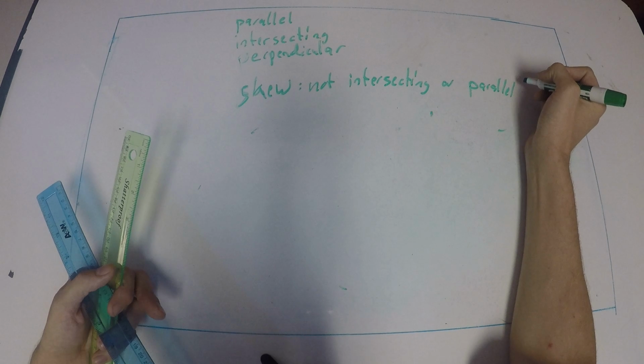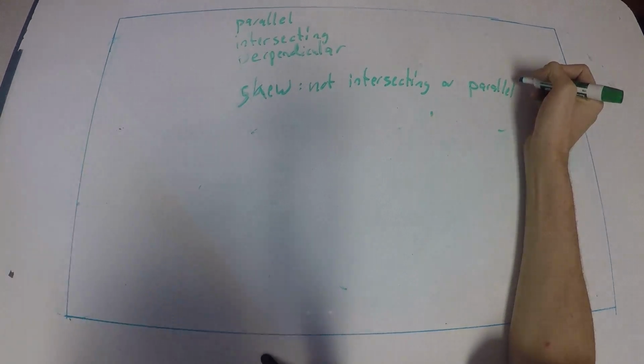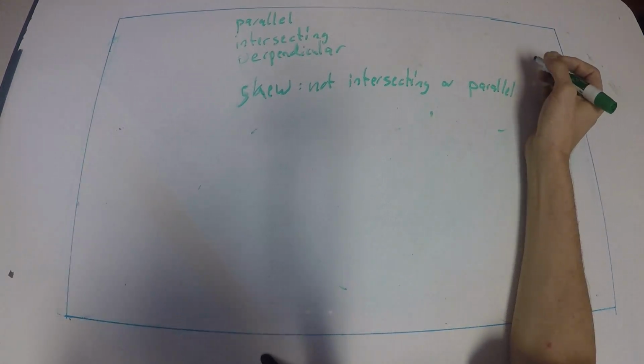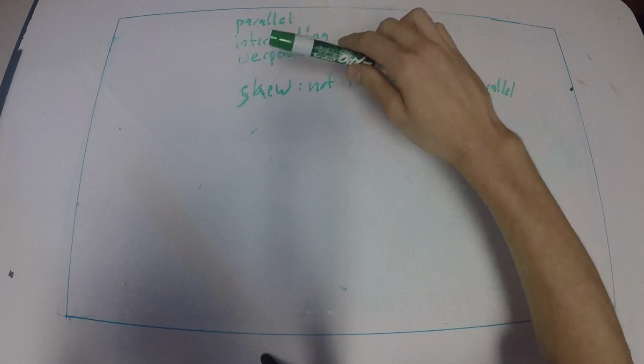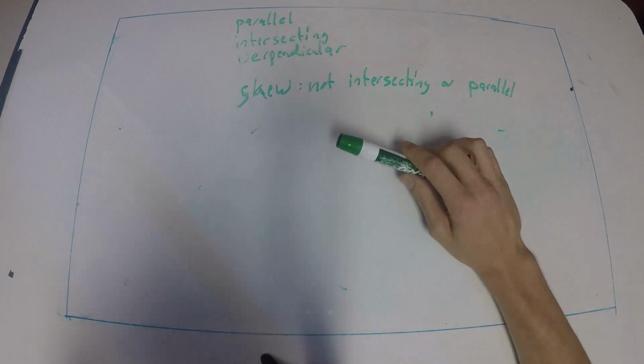Well, let's hope I spelled that right. I'm sure I got it wrong. For some reason I always get that word wrong. But anyway, we've got parallel, intersection, perpendicular, and every once in a blue moon you'll run into skew lines.